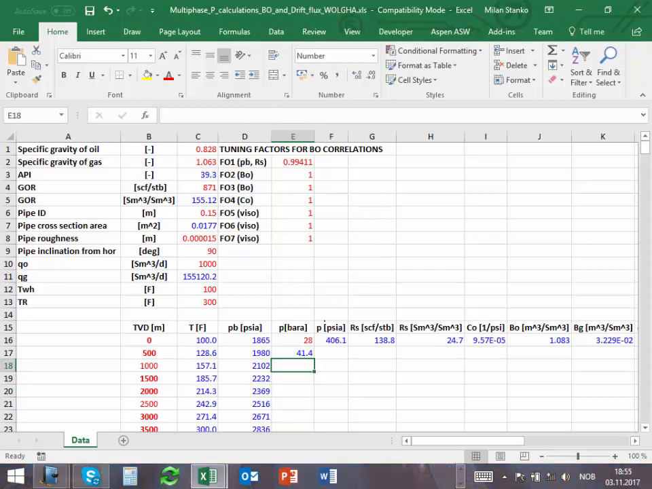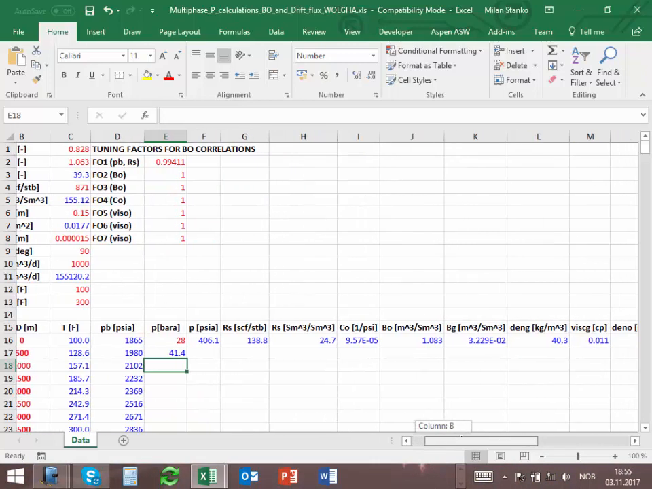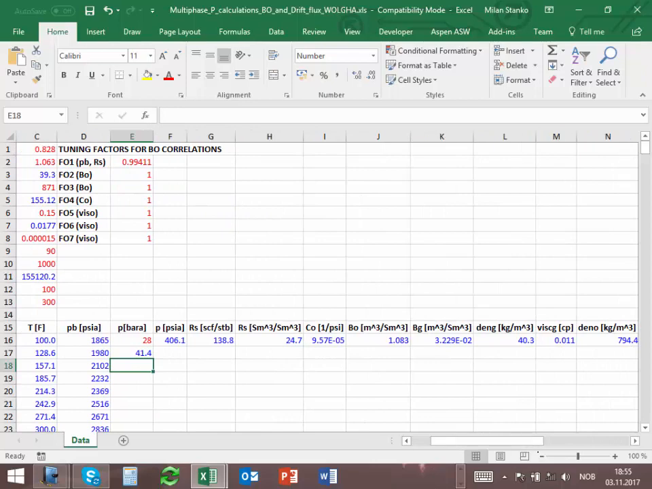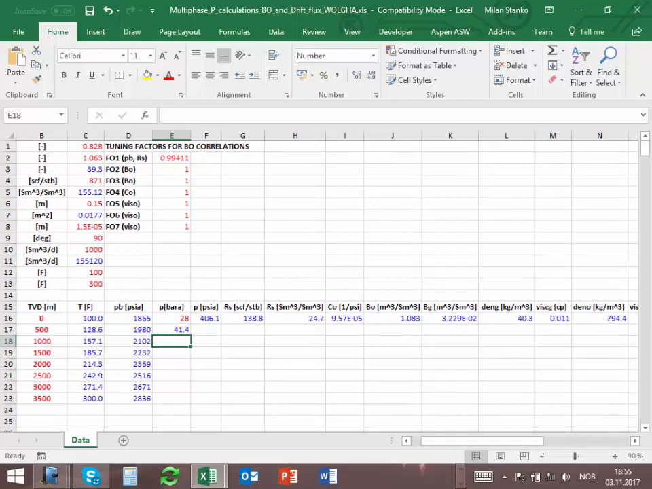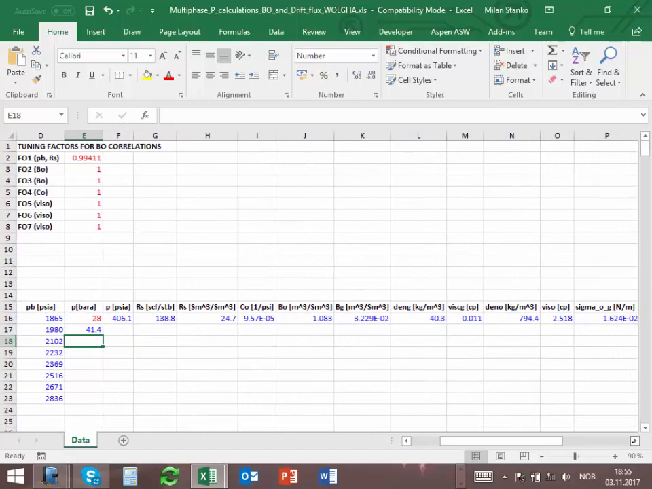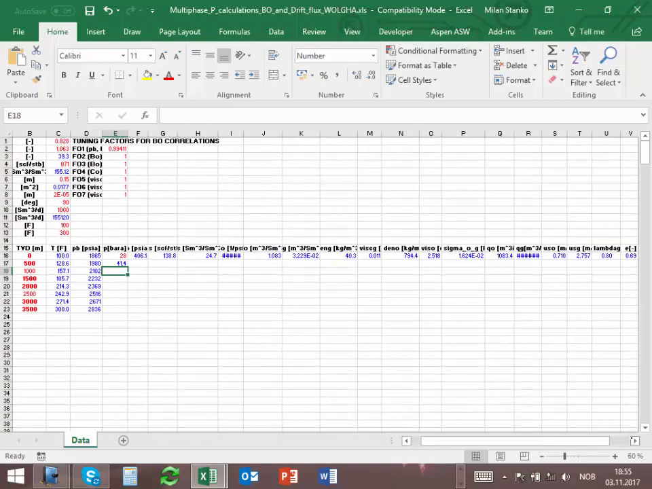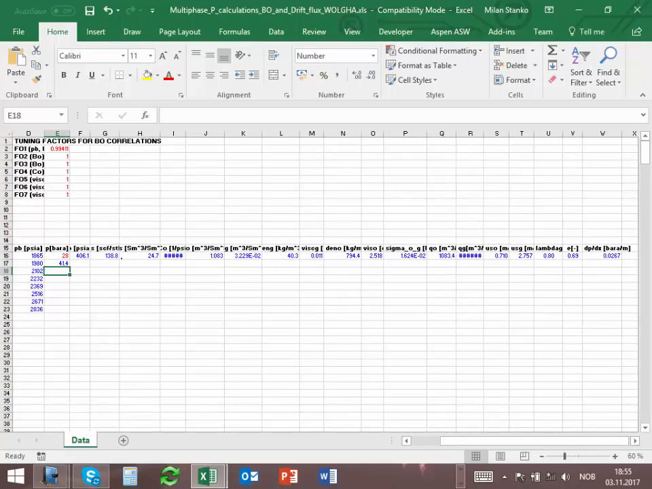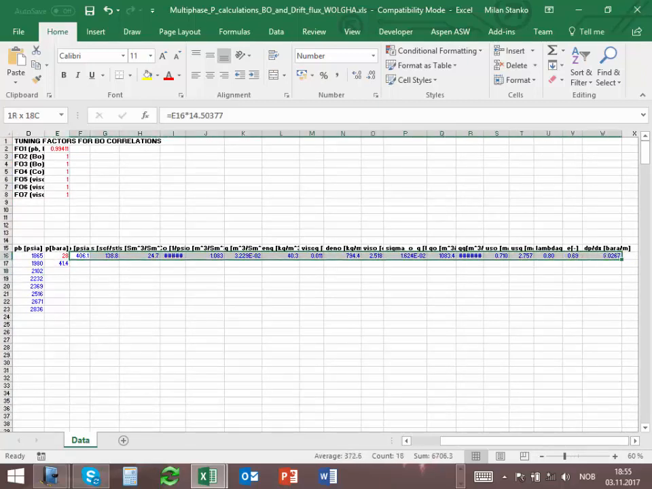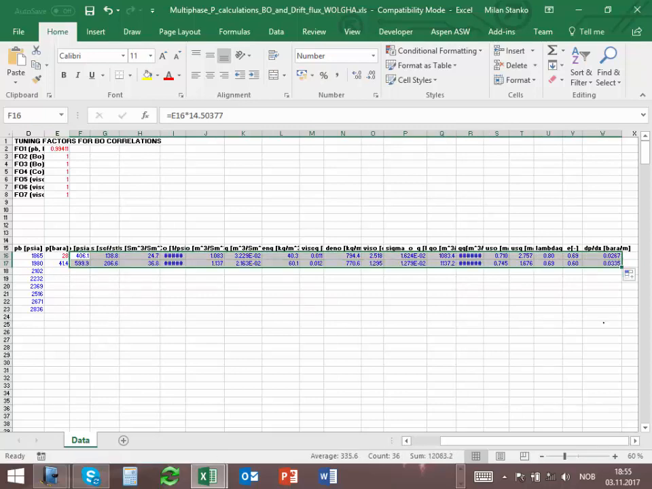Now I have to repeat everything again for the next point and the next point. But remember, Excel is very nice. If we did everything properly with no mistakes, it will be just dragging, right? I can just drag if I make no mistakes. Let's see if Milan didn't make any mistake. We can take all of that line and drag it down.